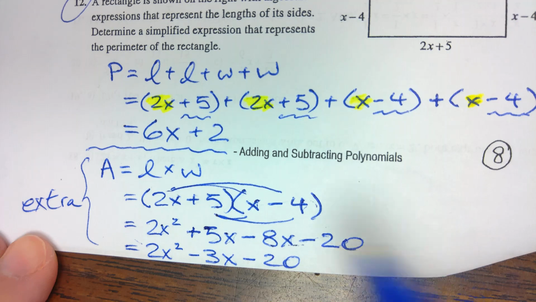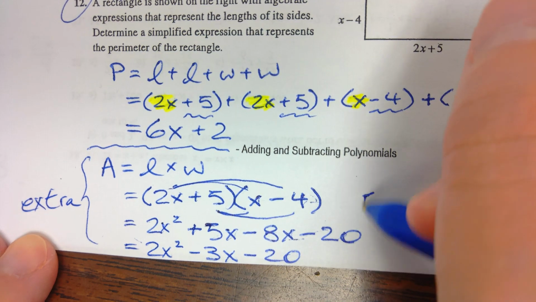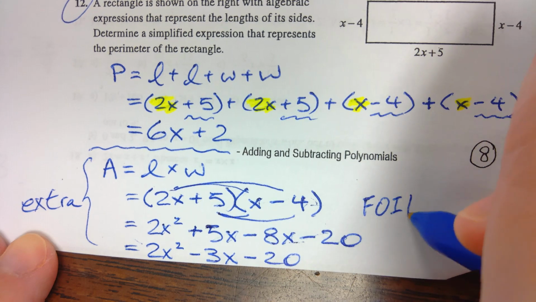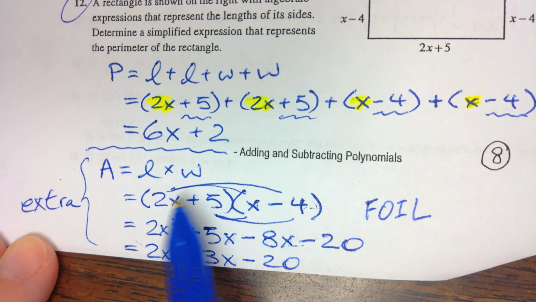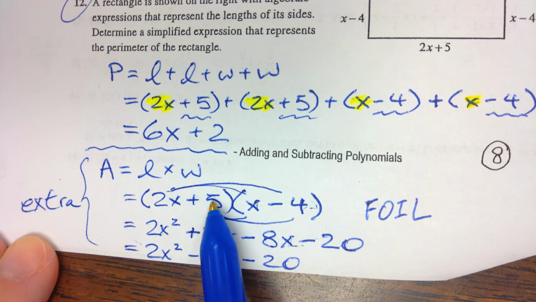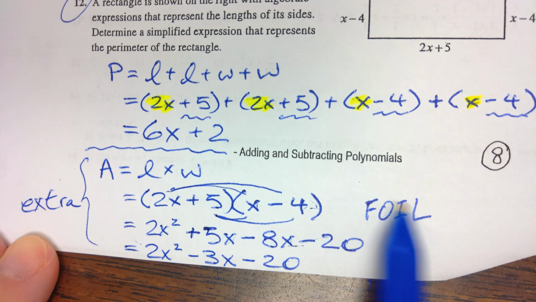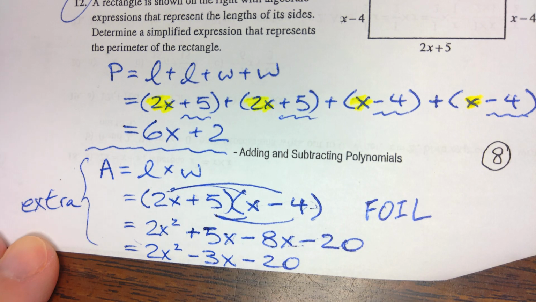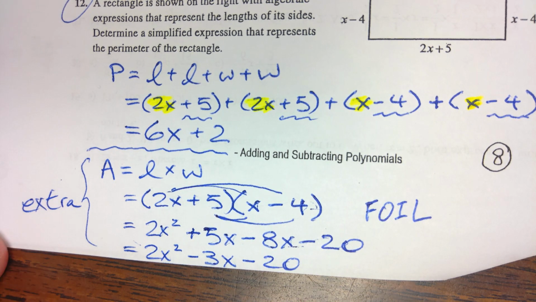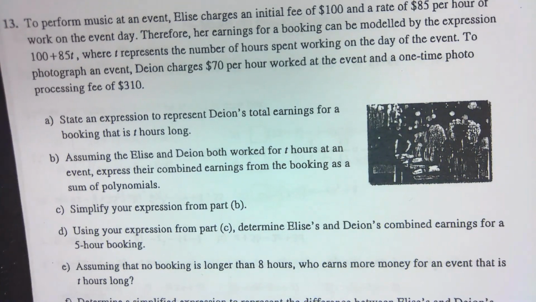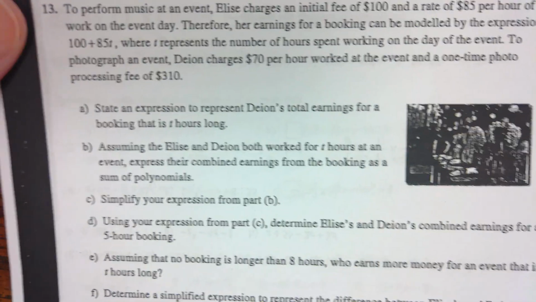Okay. There is an acronym that we use for this. FOIL. Yeah. First, outside, inside, last. So multiply the first of both terms, outside of both terms, inside of both terms, and the last two terms. Okay. This is just to help you remember to multiply all four. Okay. Negative 2.5. Negative 2.5. Okay.